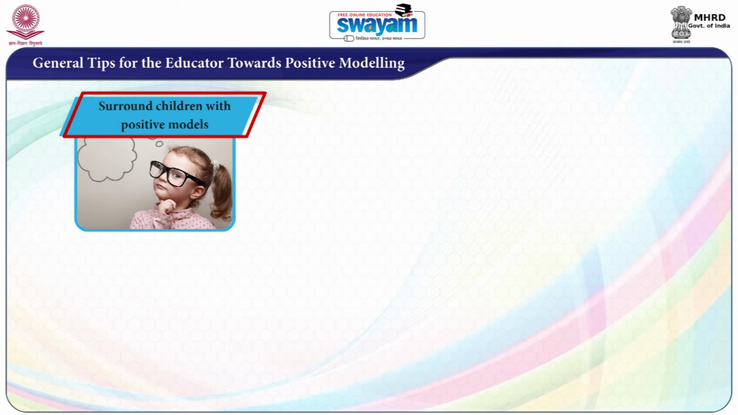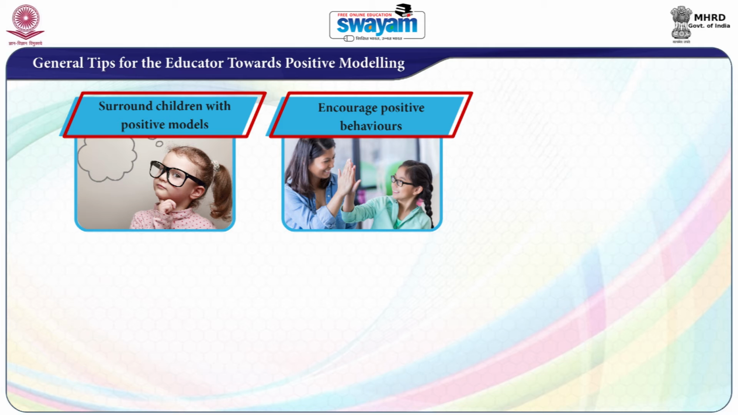Take care of the surroundings of the child. Provide only constructive and positive situations that allow them to copy positive behavior. And second is to encourage positive behaviors. When you happen to notice a positive behavior in a child, don't forget to acknowledge, encourage and praise the child, as it serves as a positive reinforcer, strengthening the desired behavior.